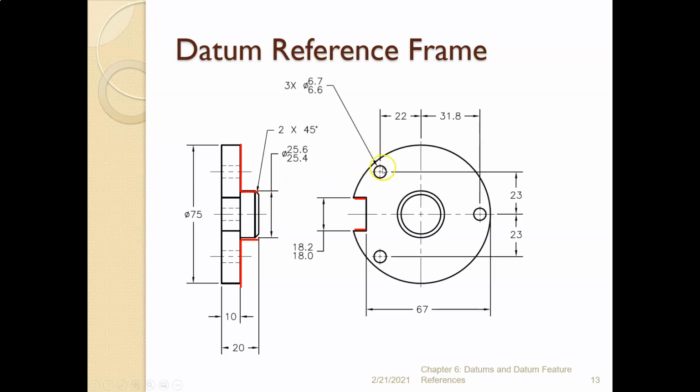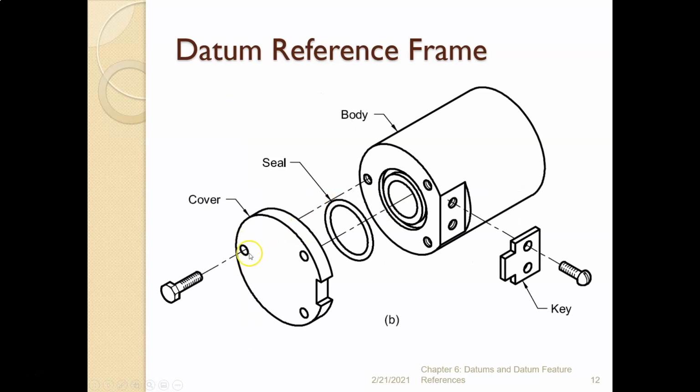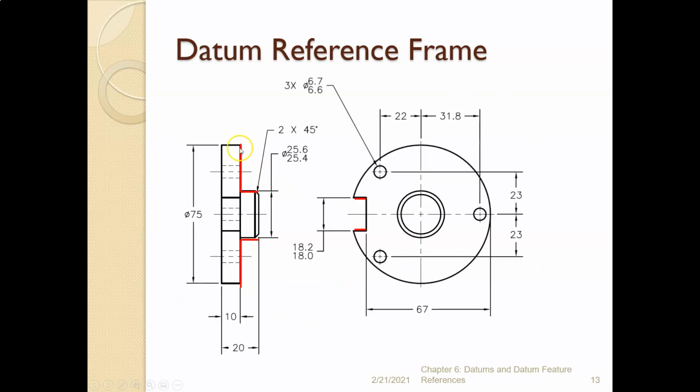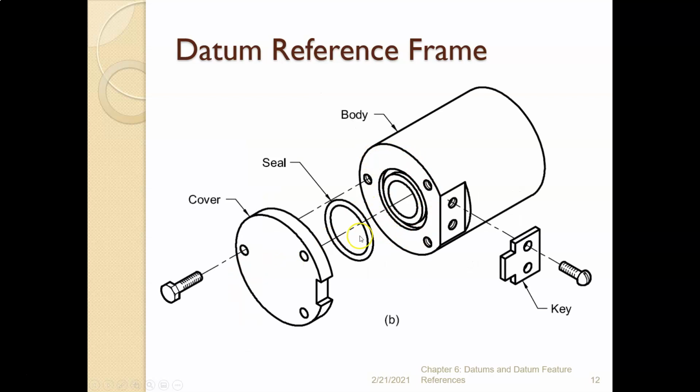Now, you might ask, why didn't I call out the holes? Why the part seems to live with the holes? Well, not really. If you think about it, these holes right here are going to be clearance holes. So there's not necessarily any contact between the bolt and the cover hole. There is contact between the cover surface and the body surface.